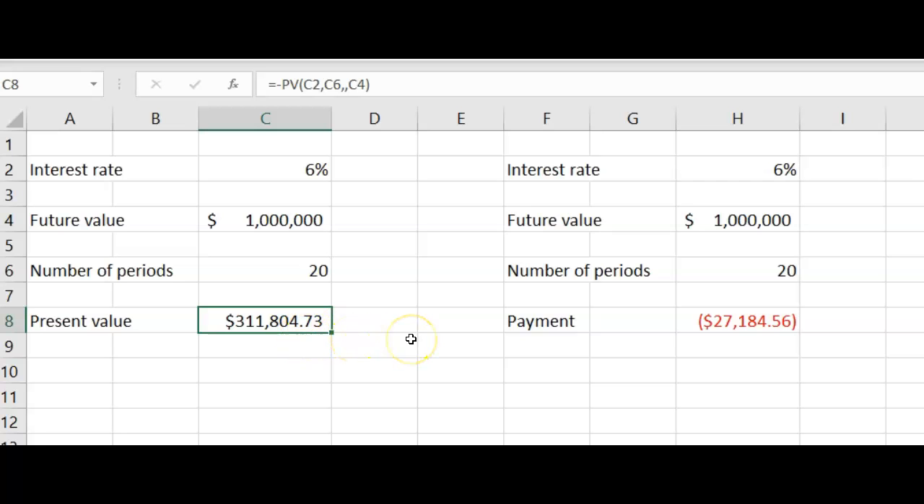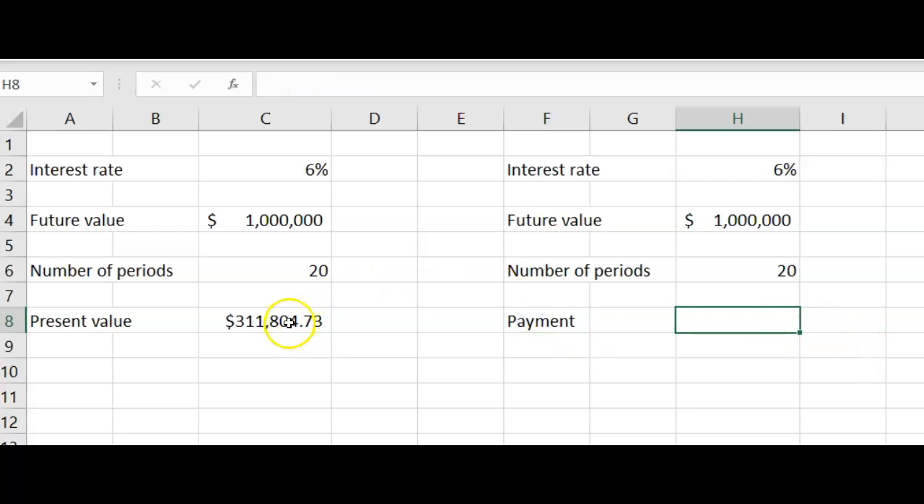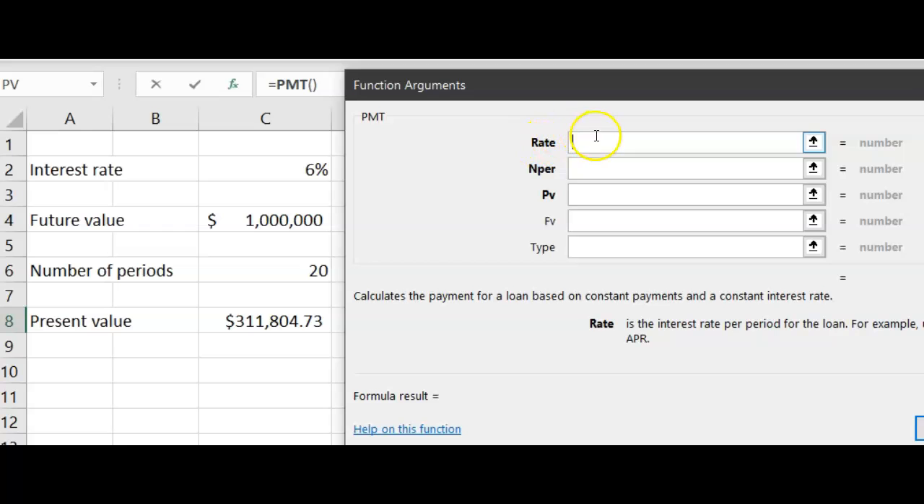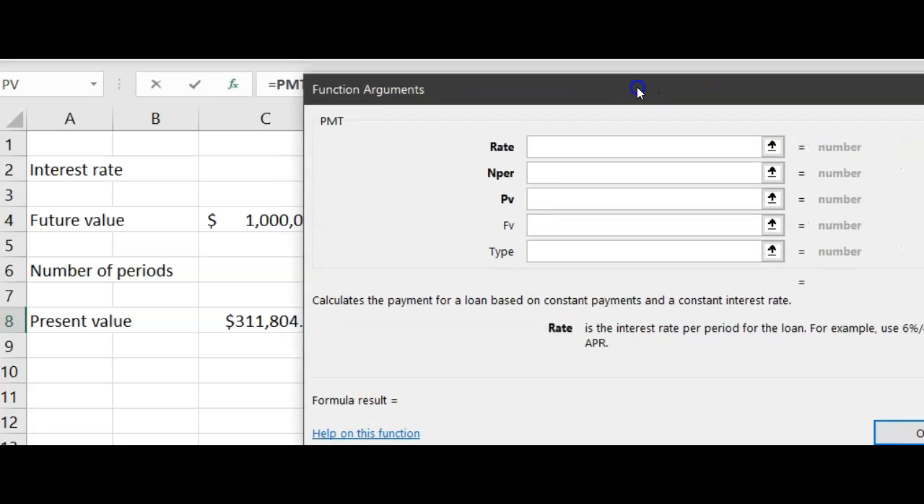All right, now, next I want to demonstrate Excel's payment. All right, so now you don't have $311,804 socked away, but you want to have $1 million 20 years from now. Well, you can use Excel's payment function. It considers the time value of money. Equal PMT, hit the left parenthesis. I'm going to hit insert function, and I'm going to then put in the information it wants.